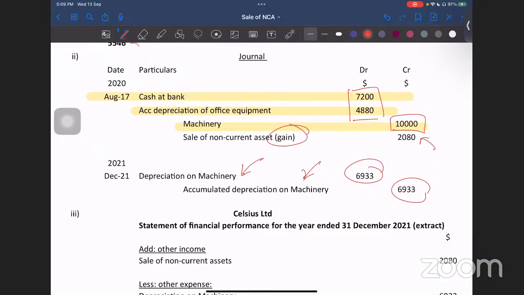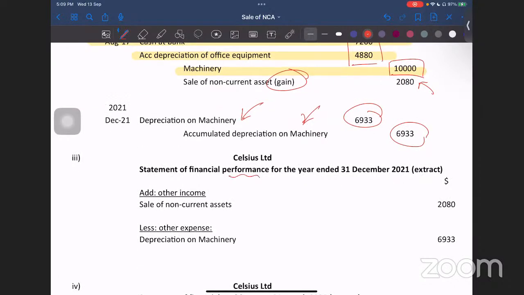Right, okay, and then performance, same thing. Performance, I want to show my income and my expenses. So I know that I have my expense, which is the depreciation, of course, and I know that I have a sale of NCA, which is a gain, so I'll put it under the income side.